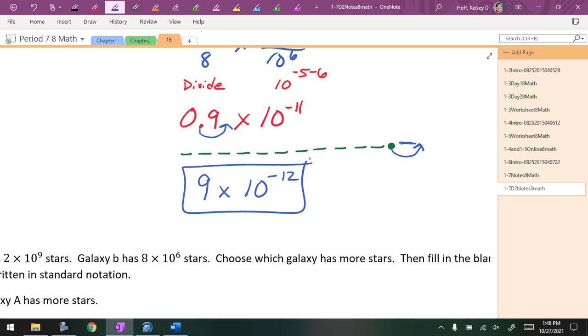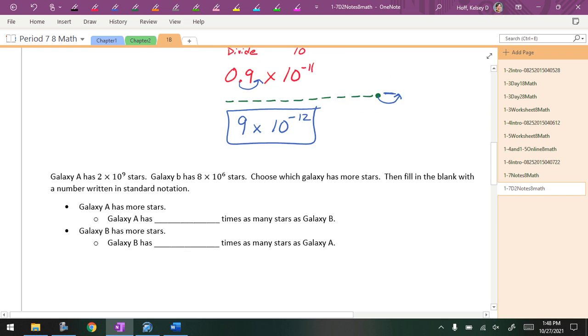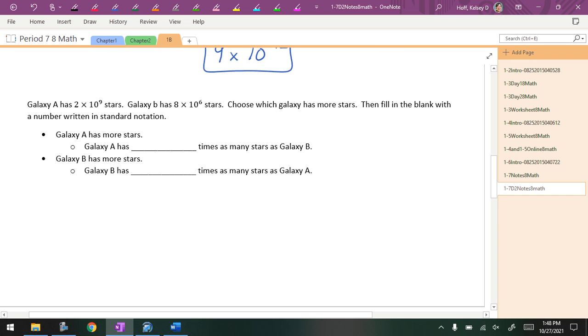Last one, ready? Galaxy A has 2 times 10 to the 9th stars. Galaxy B has 8 times 10 to the 6th. Choose which galaxy has more stars, then fill in the blank with a number written in standard notation. How would I ever determine if galaxy A or B is bigger? I don't want to go to standard form. How can I determine if 2 times 10 to the 9th or 8 times 10 to the 6th is bigger?